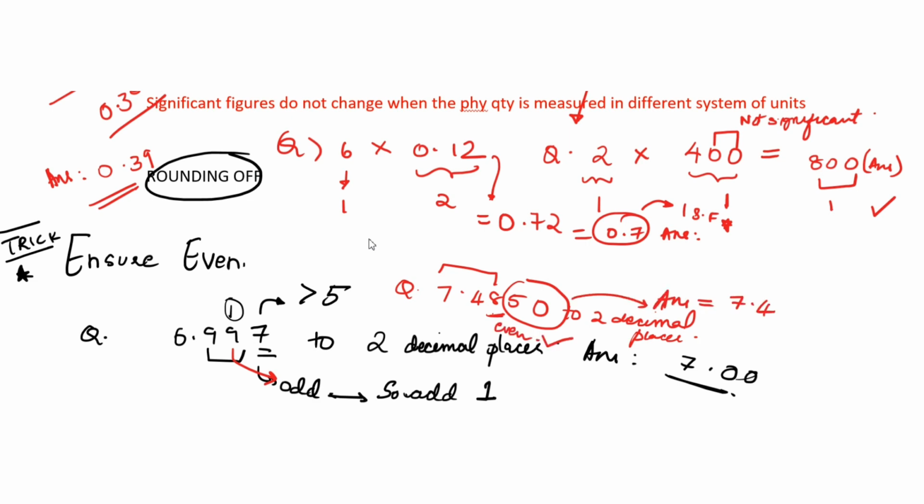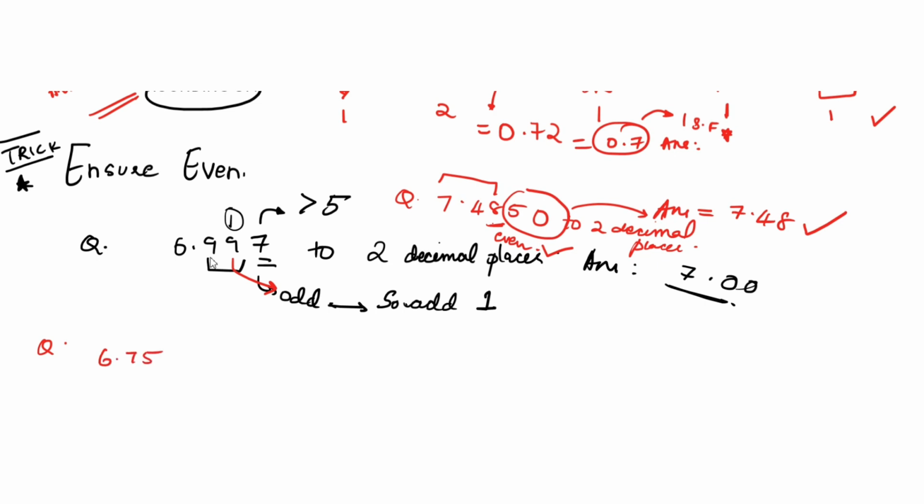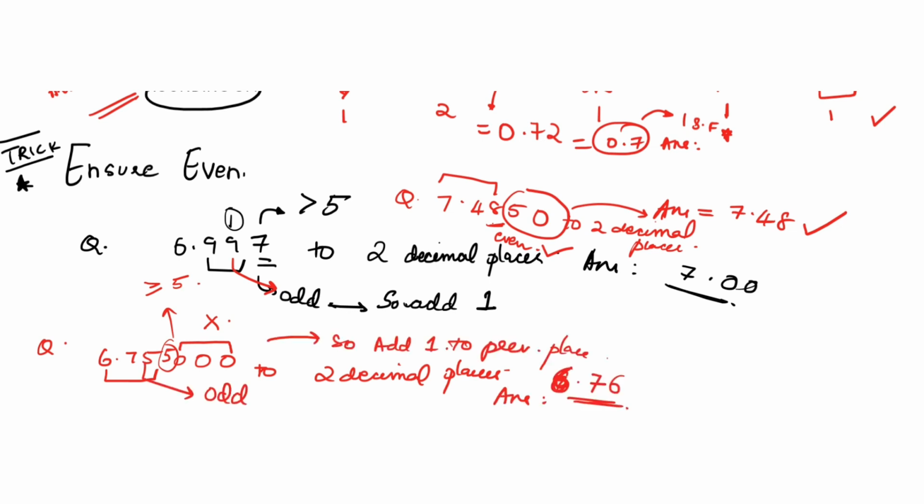Now, okay, I'll give you another question. 6.755000. Now the trailing zeros, you can just leave them off. We have to just round it off to 2 decimal places. So there is a 5 over here. And it is greater than or equal to 5, so you should look at the previous digit. And the previous digit is odd. So what should you do? You should add 1. So what is the answer? 6.76 is the final rounded off answer.